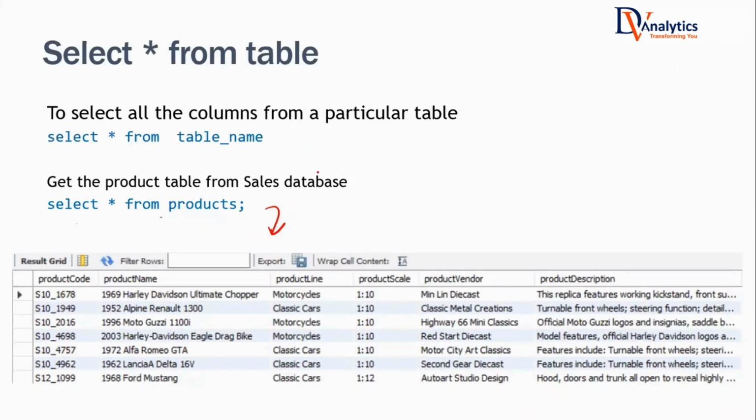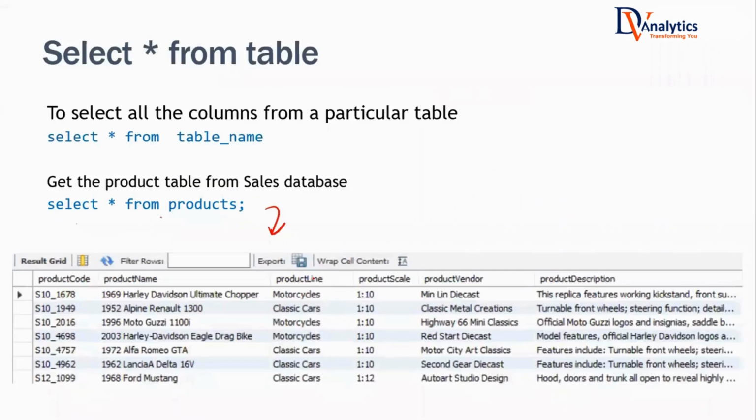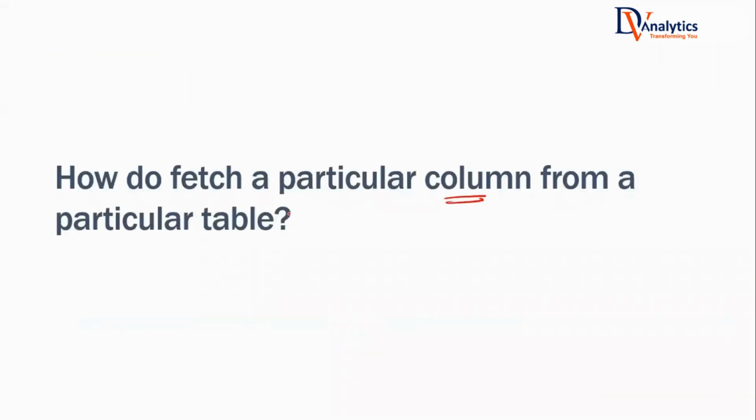Now the second command is, how do you fetch values from a particular column? I'm not interested in all the columns. Let's say I want to print only product name. I'm not interested in product code, product line, product scale, product vendor, product description. No, I'm not interested in all this. I'm interested in only product name. Only that needs to be printed in the output.